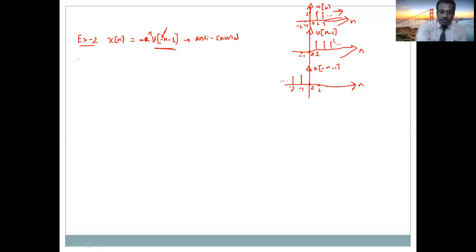Let's see the Z transform. Let's start from the definition. What is X of z? Always start from the definition: X of z is equal to the summation from minus infinity up to infinity of x of n, our discrete time sequence, multiplied by z to the power of minus n.